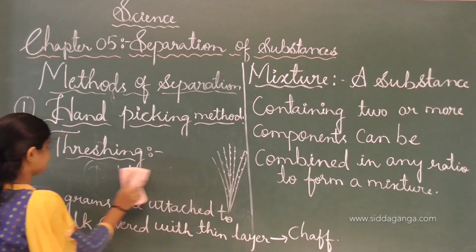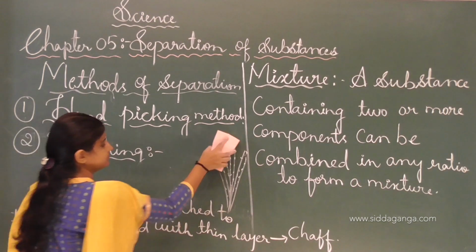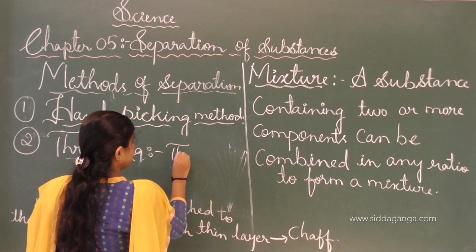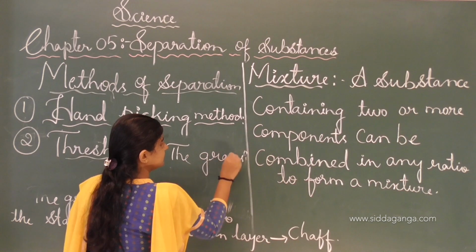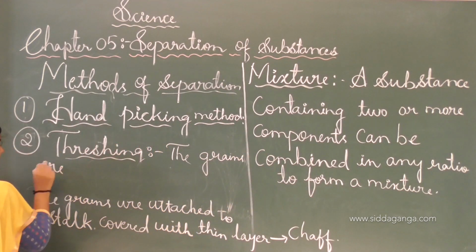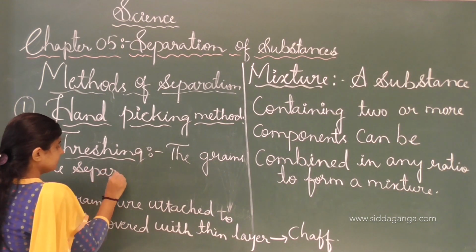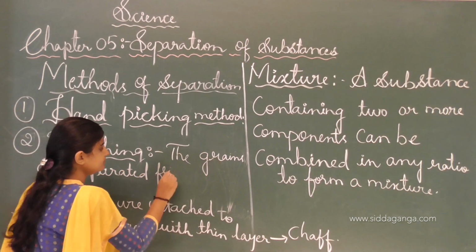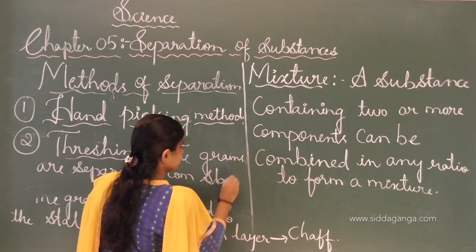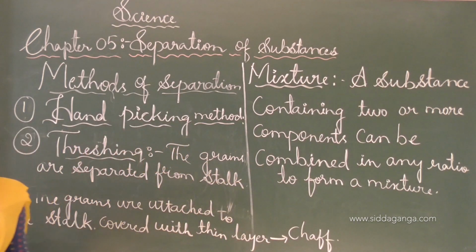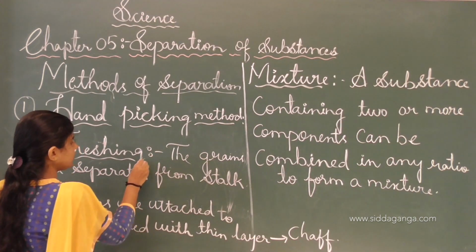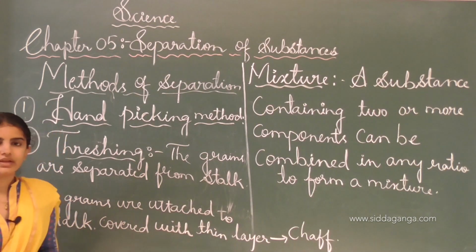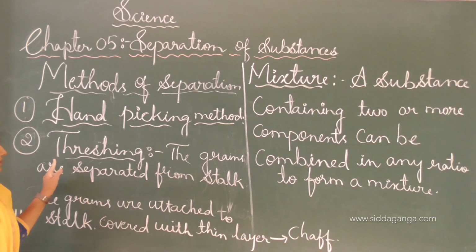I will write it here. The grains are separated from the stalk by the process known as threshing. This is the definition, or the process name. The grains are separated from the stalk by the process of threshing.